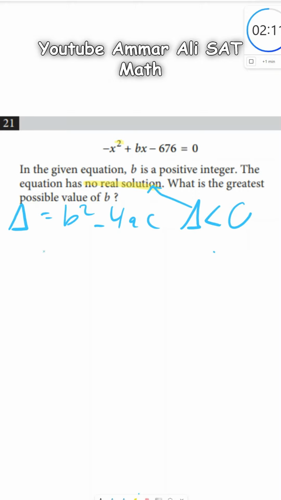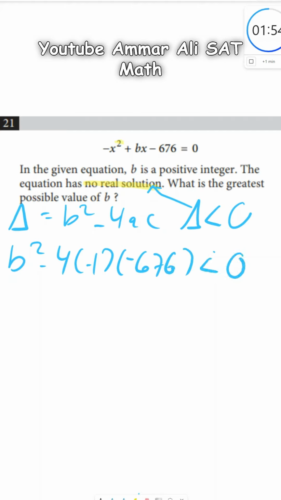So let's just plug in our values that we know and try and solve for b, right? So b squared minus 4, a is going to be minus 1, and then c is going to be minus 676. And all of that is going to be less than 0 because, again, this equation has no real solution.